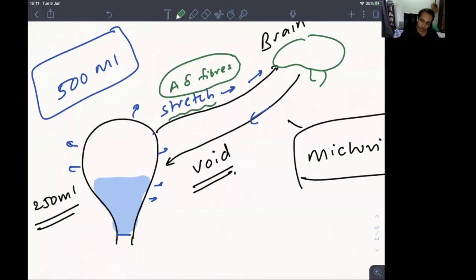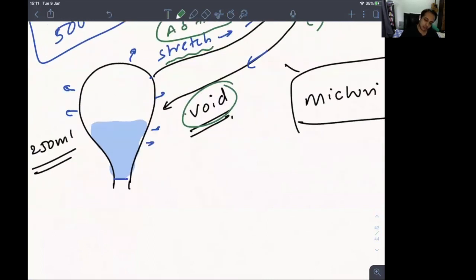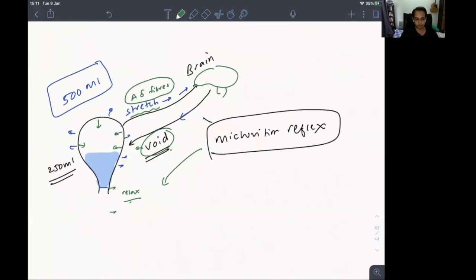It will go through the spinal cord, then up to the brain, and then it will come back with a void response. And this void response will then cause the detrusor muscle to contract and the internal and external urethral sphincter to relax. So this is the basic micturition reflex.